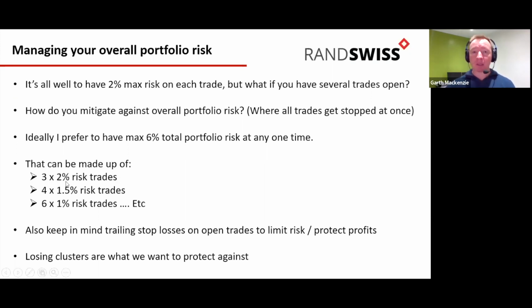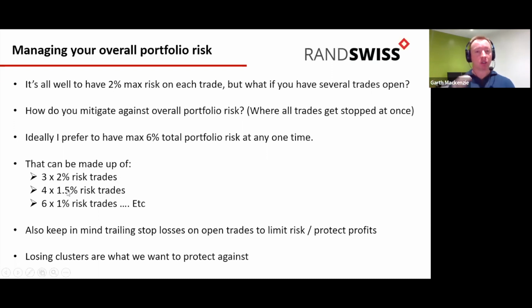If you're risking 2% of your capital on one trade and you don't want to lose more than 6% at once, well, then you can have 3 trades open, right? 3 trades of 2% risk at once. That's kind of your limiting factor as a general guideline.